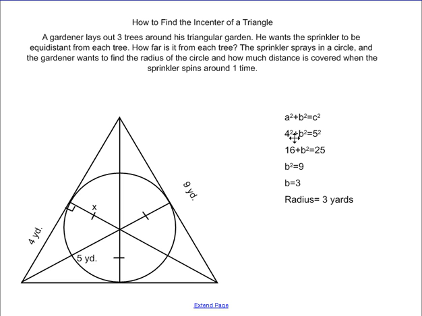You plug in the values, so it would be 4 squared plus b squared equals 5 squared, which is also 16 plus b squared equals 25. You subtract 16 from each side, and you get b squared equals 9. Take the square root of b squared and the square root of 9, and b equals 3. So the radius also equals 3.